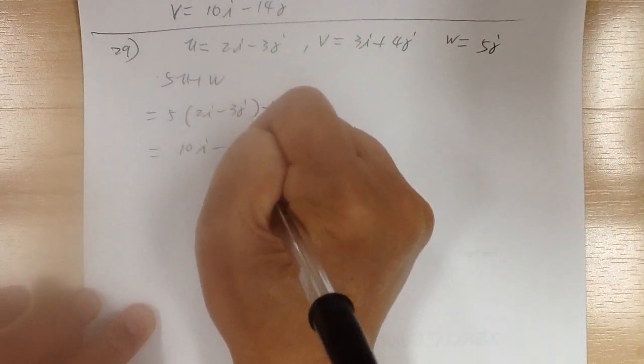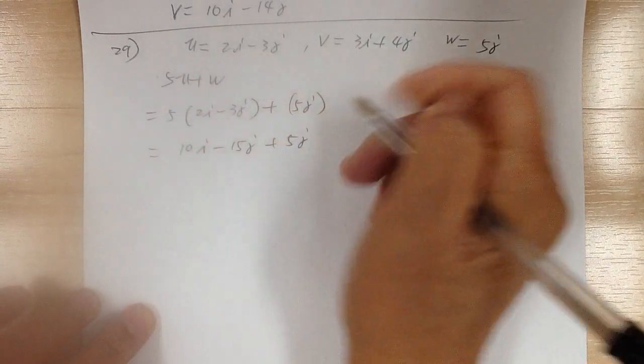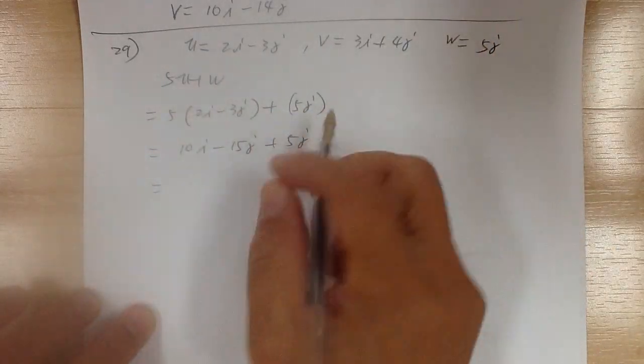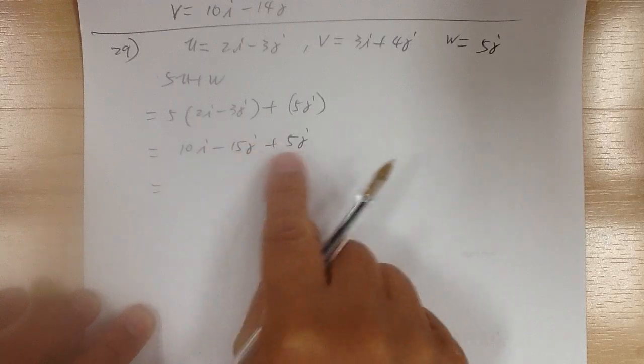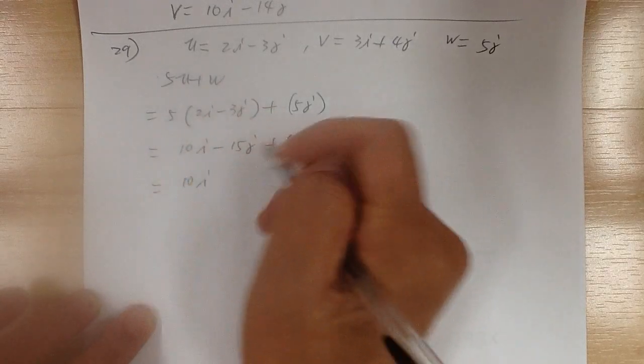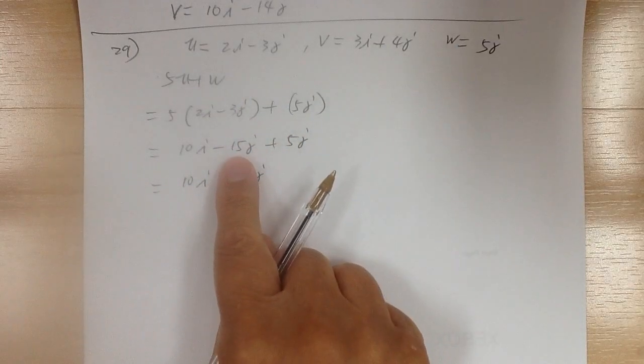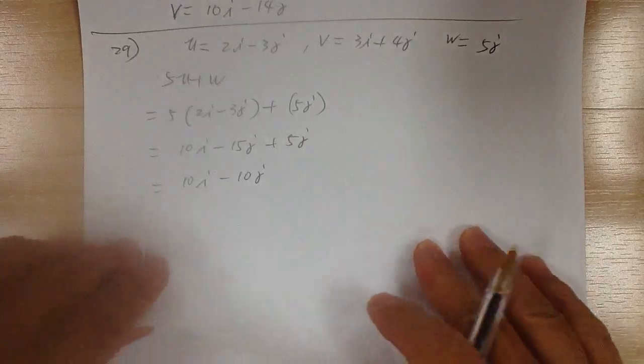So substituting, it'll be 10i minus 15j plus 5j. Whenever you substitute, you put in parentheses, and now you can work it out. Make sure you keep everything matched up. So this will be 10i, and this will give you minus 10j. Okay, and that's it. Let's go to 31.